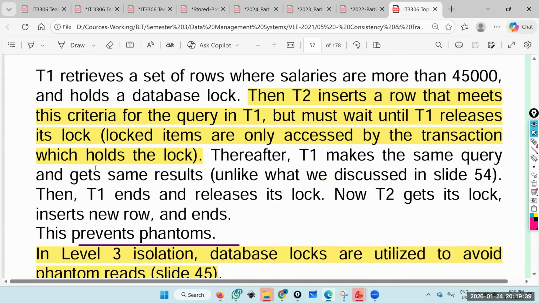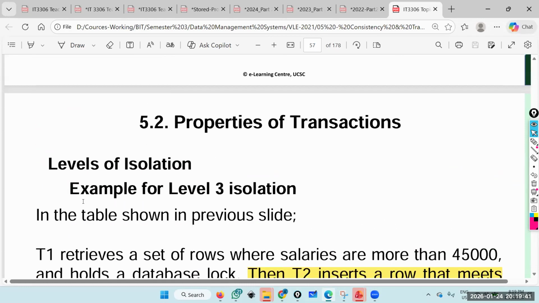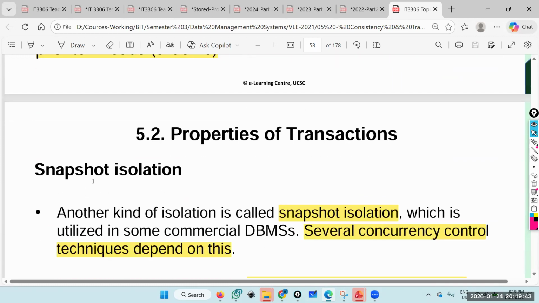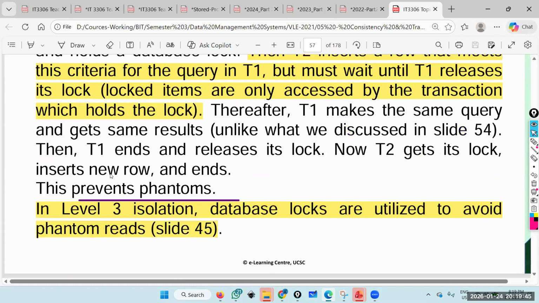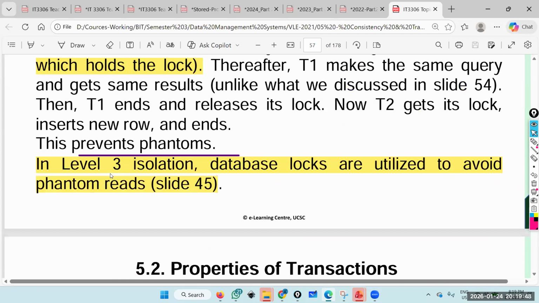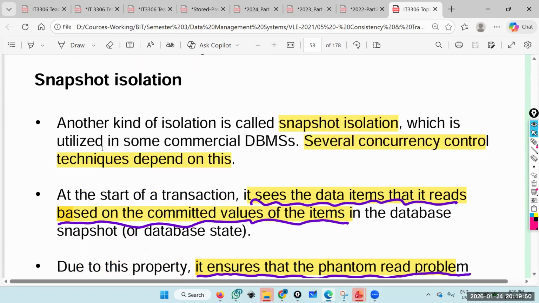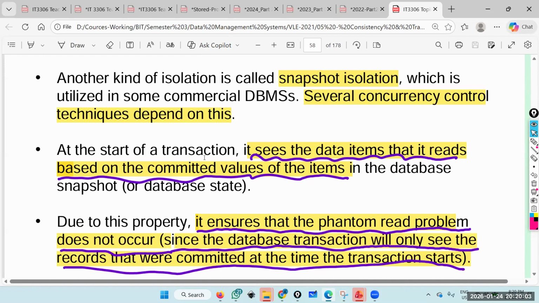This is not something we discuss in our note, that is snapshot isolation. This is not level 1, level 2, level 3. It's a different isolation, called snapshot, because the examiner might ask about snapshot isolation, which is utilized in some common DBMSs. Several concurrency control techniques depend on this.